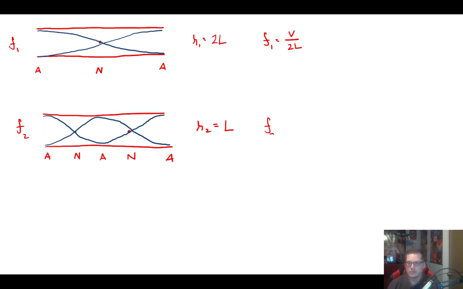And then the frequency, remember, is n times v over 2L. So it'd just be 2 times v over 2L. Well, we could simplify this and get rid of those 2's. So v over L would be the frequency.